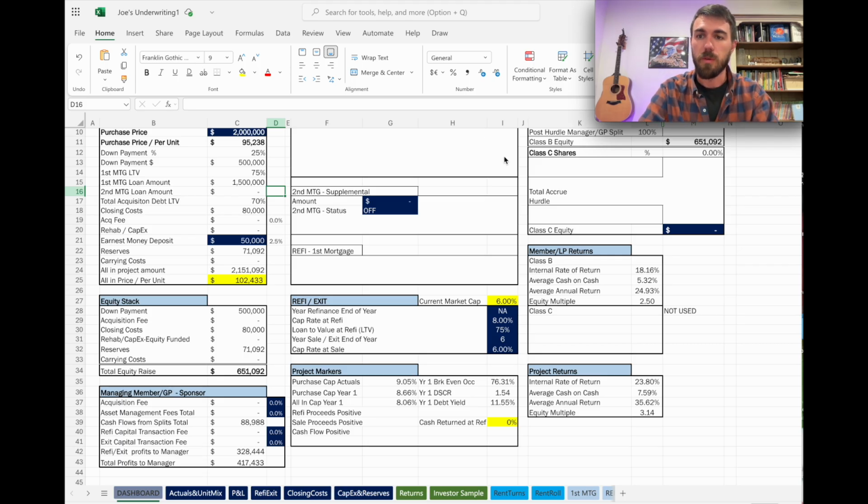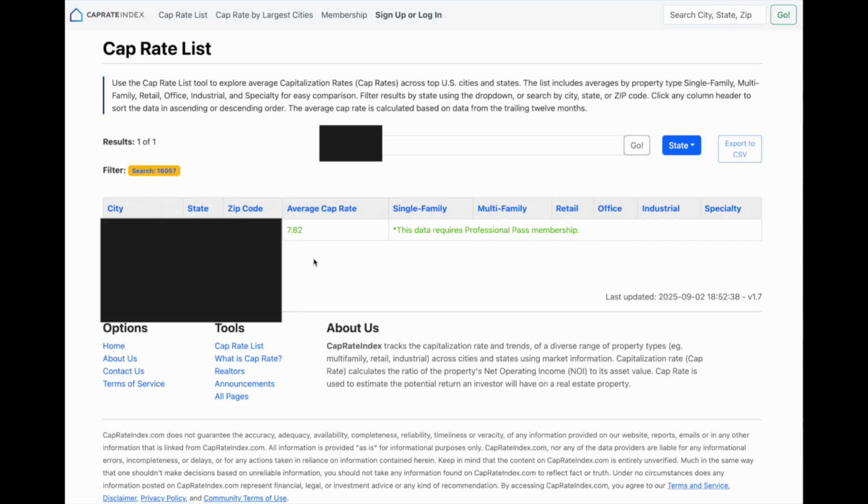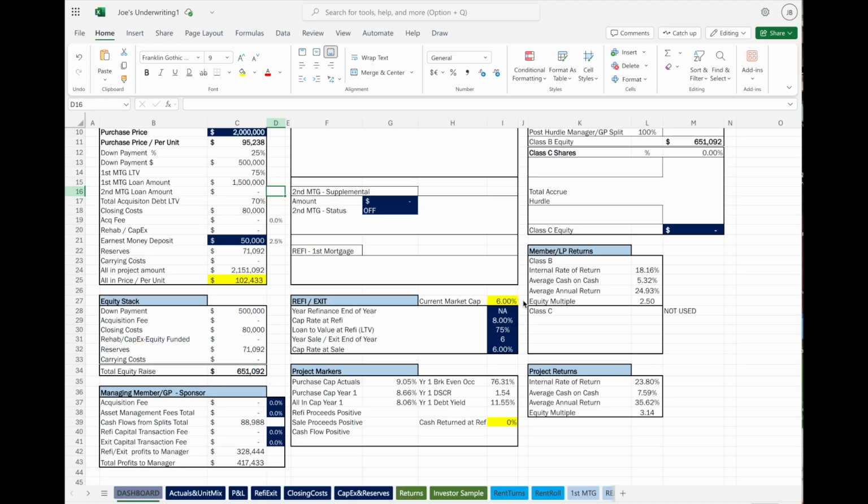One of the things you can do, and I'm going to show you a really cool trick here, a free website you can go to. It's called Cap Rate Index. Right? You can search the zip code and it will give you an average cap rate for that area. And here it's saying it's about 8%. So that being known, let's go ahead and put 8% here. So that's the current market cap.